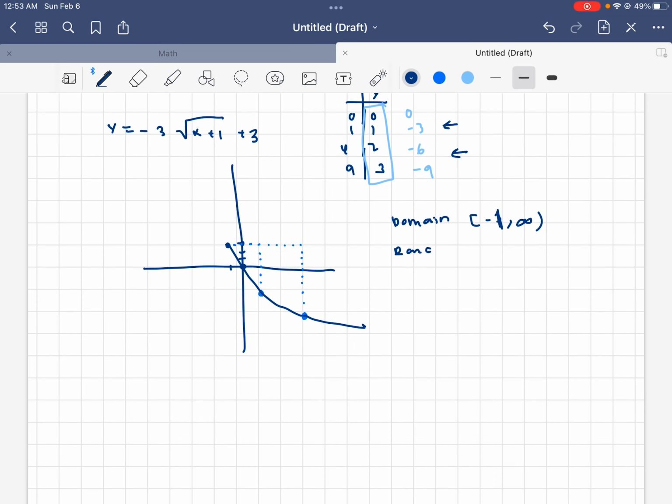And down here, what is our range? Our range is -infinity to 3. That is it. Yeah. So you have infinity because our graph is going to keep going till who knows when, but it's not going to get any higher than 3.